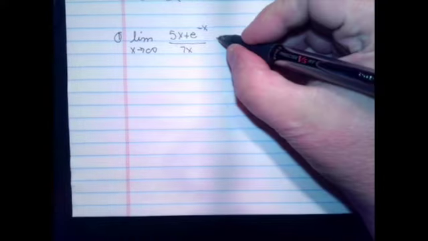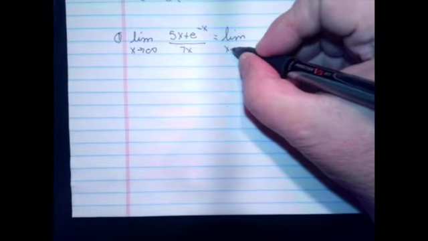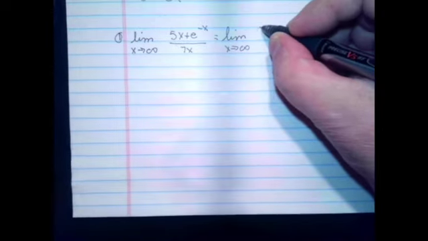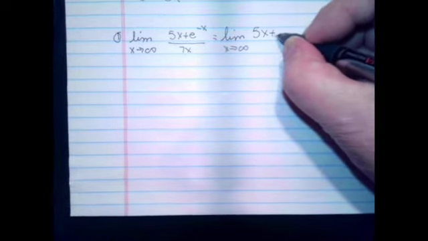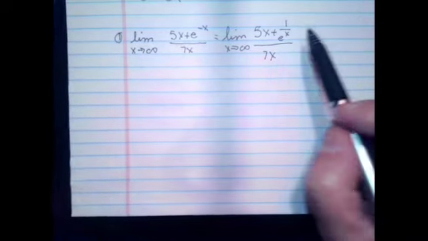Number one, we have the limit as x tends to infinity of 5x plus e to the negative x, and that's all over 7x. I'm going to rewrite this as 5x plus 1 over e to the x, and that's divided by x.